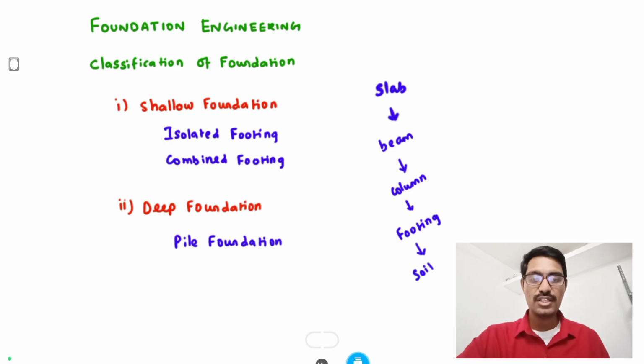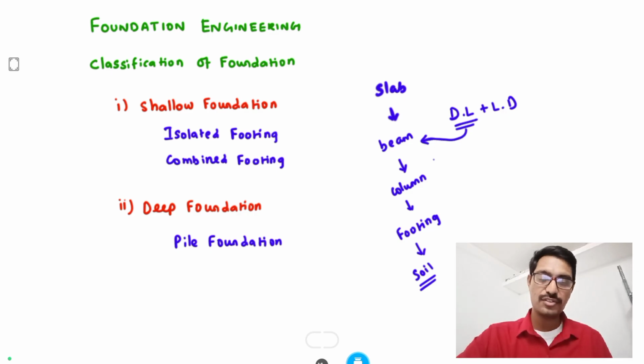So the soil should be capable enough to carry all the dead load and the live load. We know dead load plus live load. Dead load is the load of the structure: the beam has some weight, the column also has weight, and the footing also has weight. Live load is from humans living in the house or any building, and materials such as furniture and machinery. These loads come under the live load and the dead load.